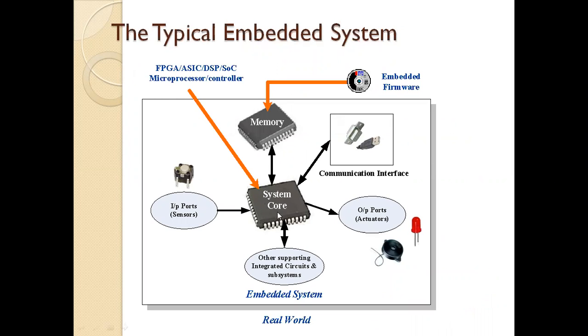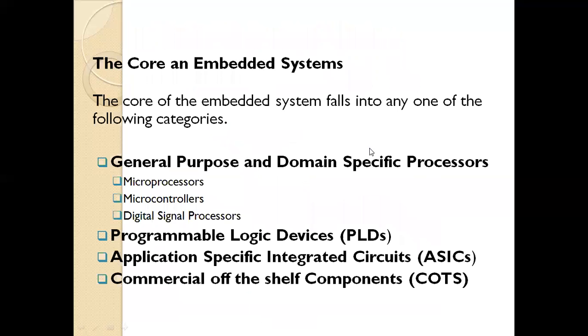This diagram gives an embedded system. An embedded system is made of a system core, memory, input ports or sensors, output ports or actuators, and other supporting ICs and subsystems. The main parts of an embedded system are the system core and memory, and we have a communication interface to the external world. So let us see what are the core elements of an embedded system.